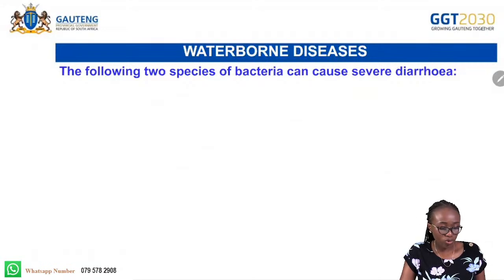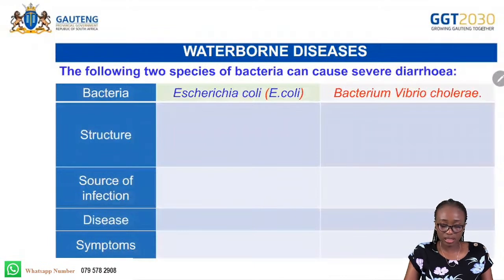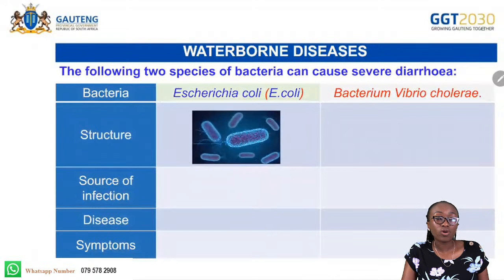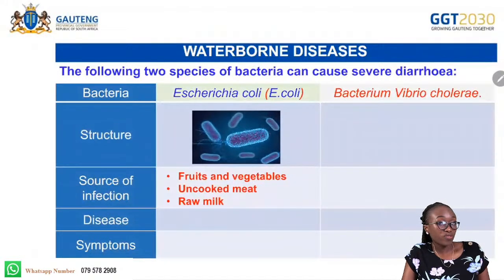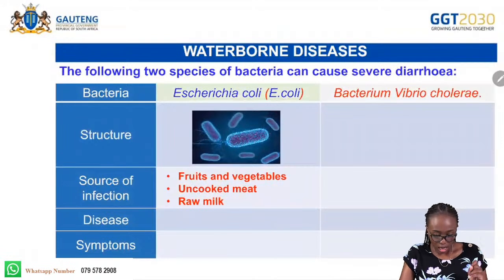I'm going to show you a very big table. Now, we've got E. coli or Escherichia coli and the bacterium Vibrio cholerae. These can cause severe diarrhea. What is the structure of these two? Escherichia coli or E. coli is rod-shaped. What is the source of infection? If you eat fruits and vegetables that are contaminated with it, uncooked meat, or raw milk. So this is the source of infection.